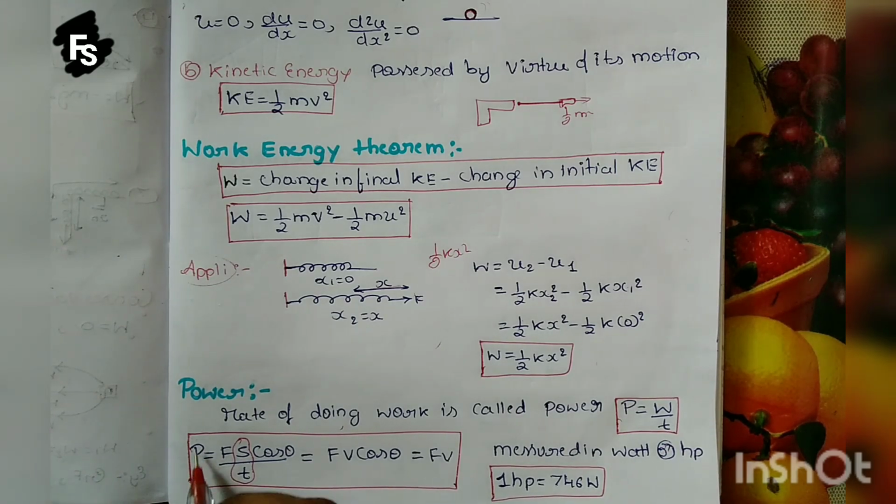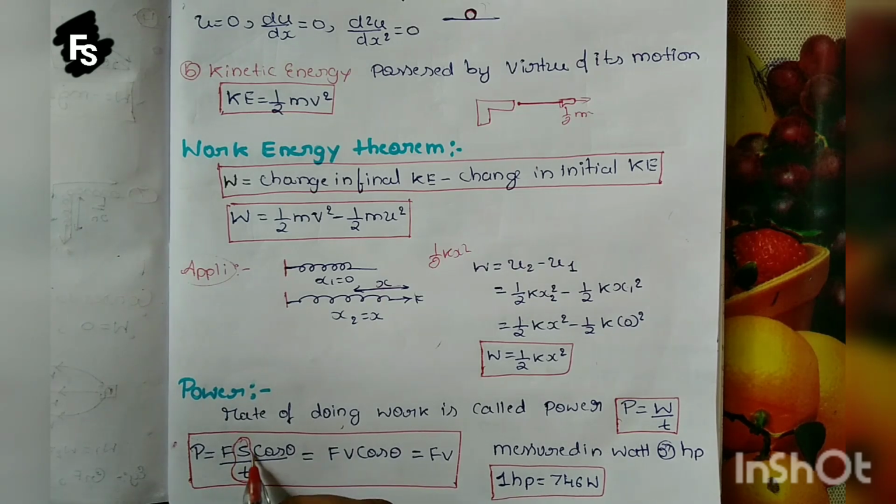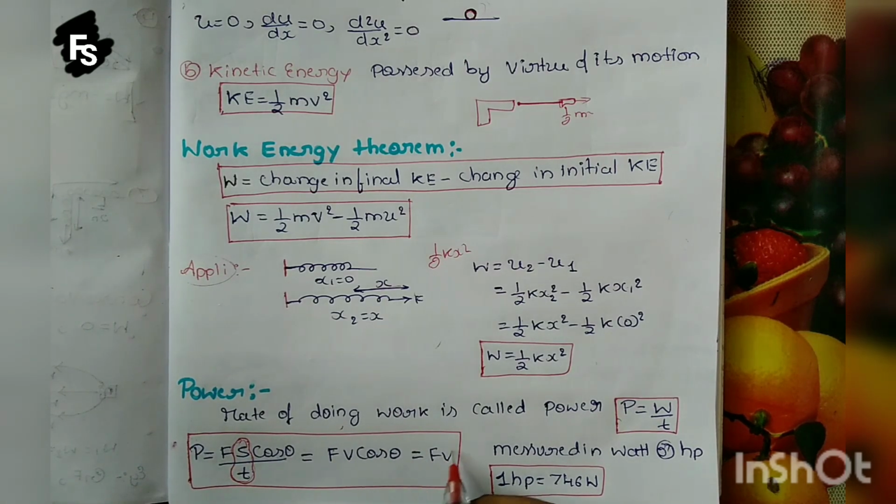See here, there is another formula also for power. How is it derived? Power is equal to F into S cos theta by t. F into S cos theta means work done. So F into S cos theta by t. This S by t is known as velocity. So F v cos theta, so power is equal to Fv is another formula. Power is measured in watt or horsepower. See here, 1 horsepower is equal to 746 watt.